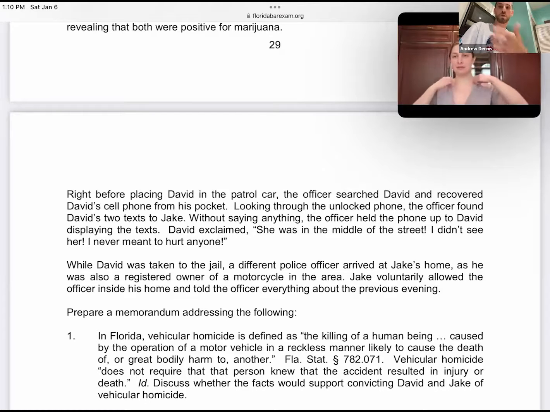Inevitable discovery. You're inevitably going to discover this anyway, so maybe that's a good argument. While Dave was taken to jail, a different police officer arrived at Jake's home as he was also registered on a motorcycle. Jake voluntarily allowed the police officer inside the home and told the officer everything about the previous evening. That's what I was actually getting at. That seems to be the inevitable discovery.